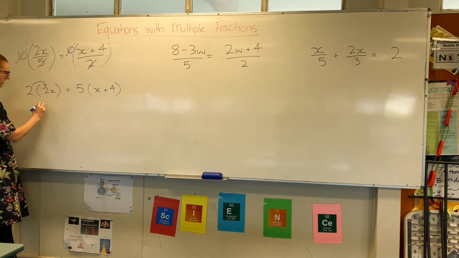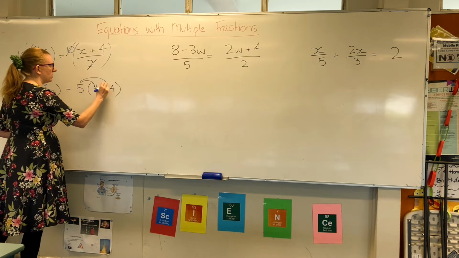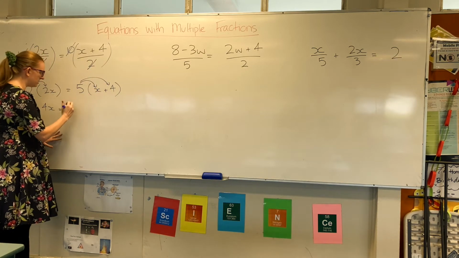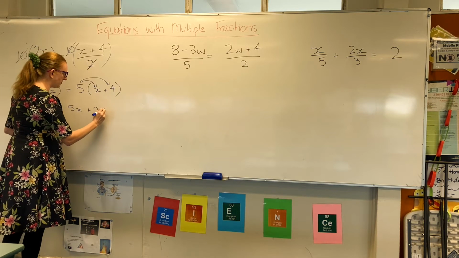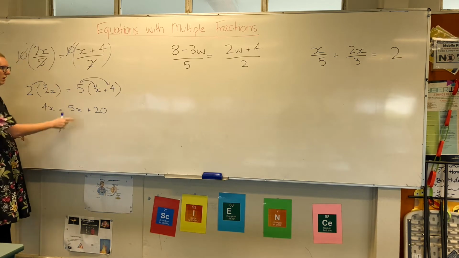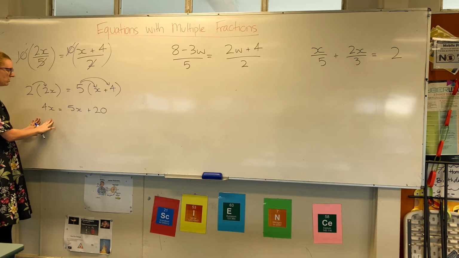So 2 times 2x gives me 4x. Then I've got more brackets over here that I need to expand. So 5 times x gives me 5x. 5 times 4 gives me 20. Cool. I want to move all my x's to one side, so I'm going to move this 5x over here.